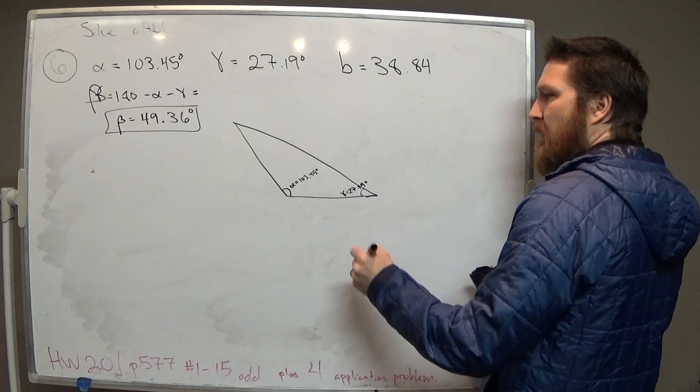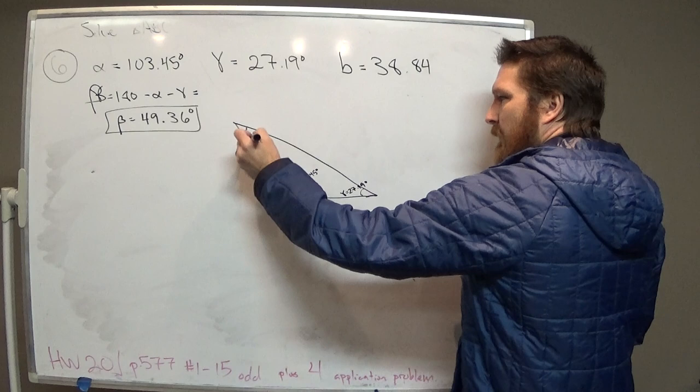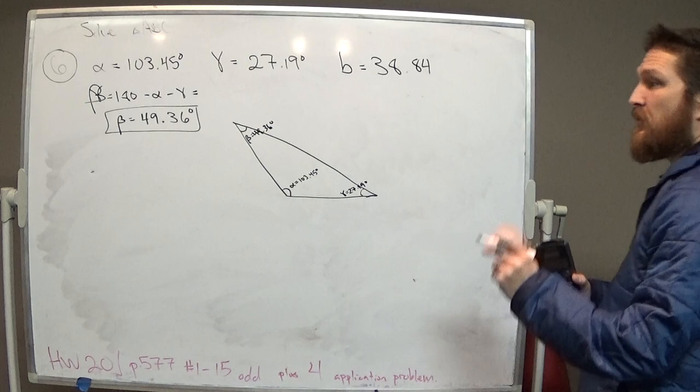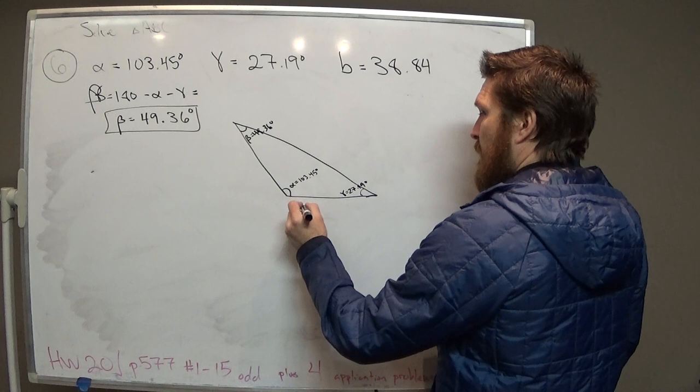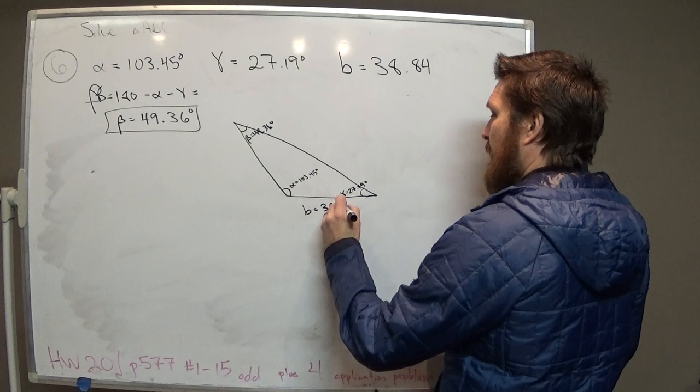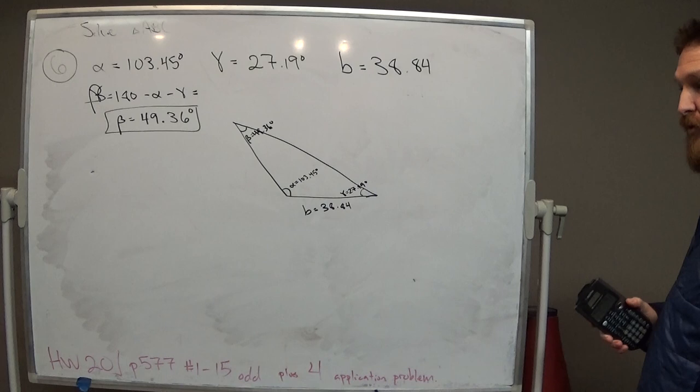And then we'll make this guy beta. Beta equals 49.36 degrees. And so B was given, so that guy's got to go over here. I'm going to label him B equals 38.84. It would be really cool if you did this too, giving not just the actual measures when you draw these out, but the labels as well.